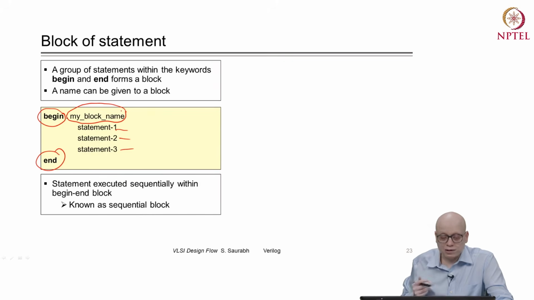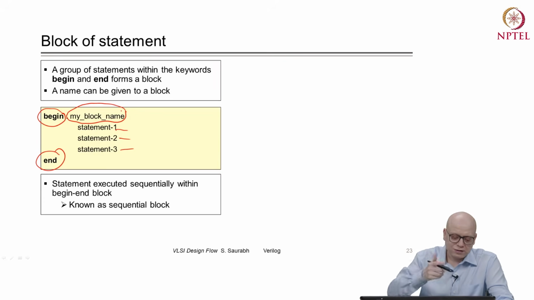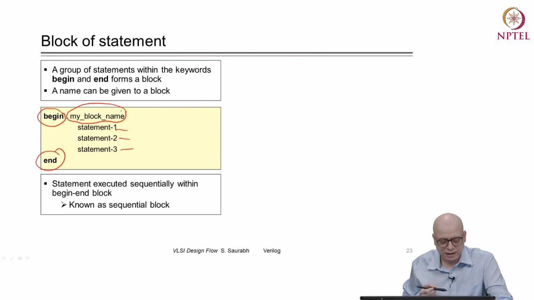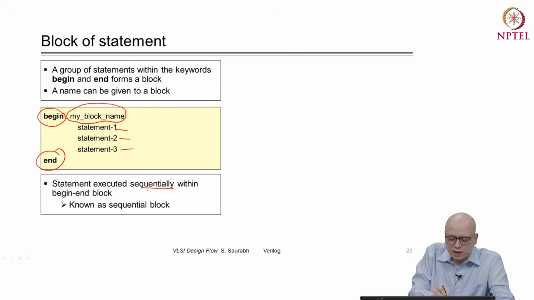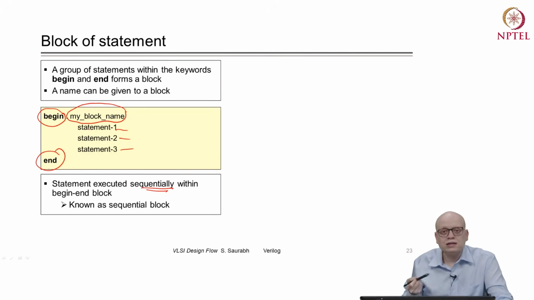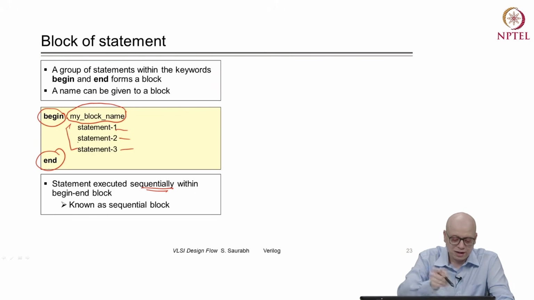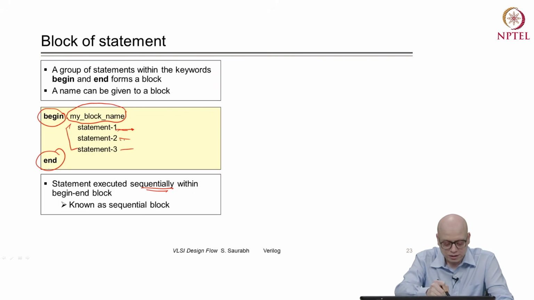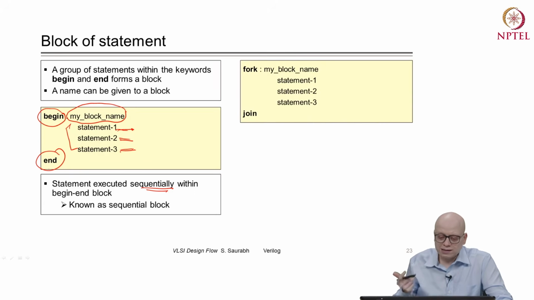And how will the language, or the simulator, understand it? It will basically execute the statements within the begin end block in a sequential manner. Whatever we put inside begin and end is known as a sequential block. So, statement 1 will be executed, then statement 2, then 3. So, this is a sequential block. Then there is another type of block which is a parallel block, in which we use fork and join.